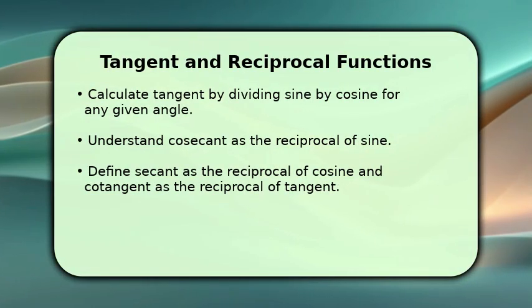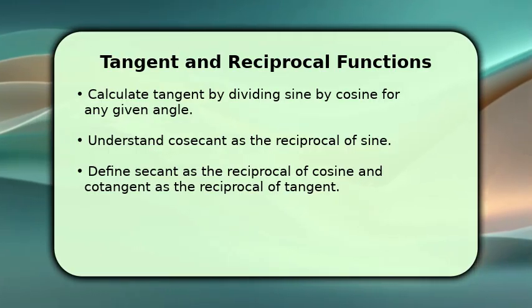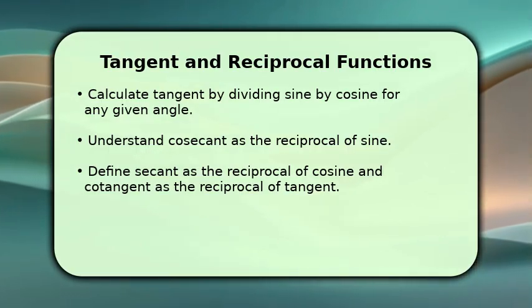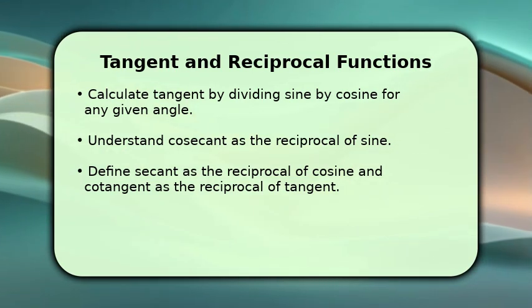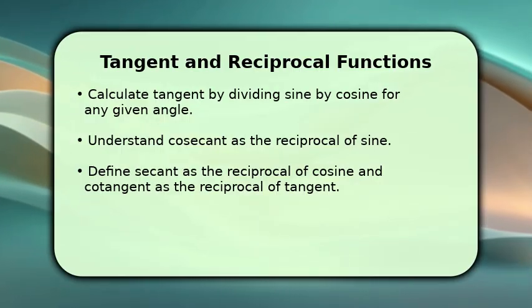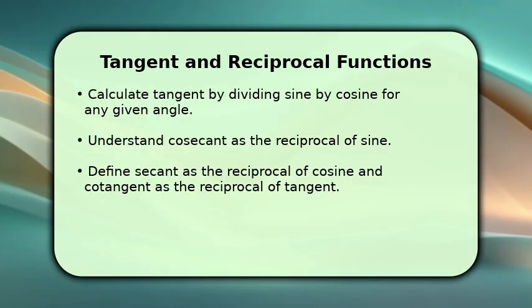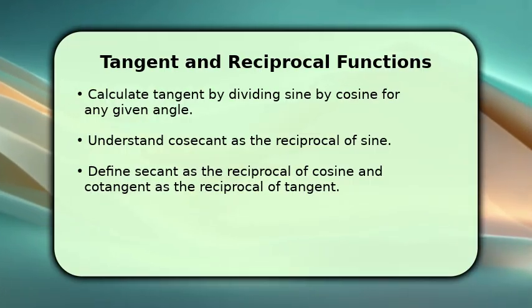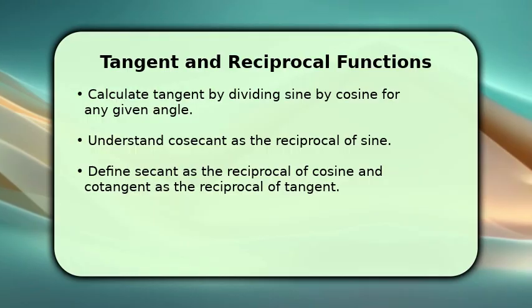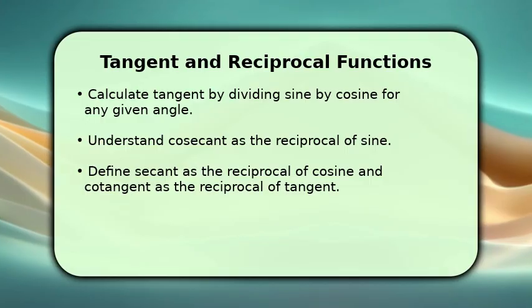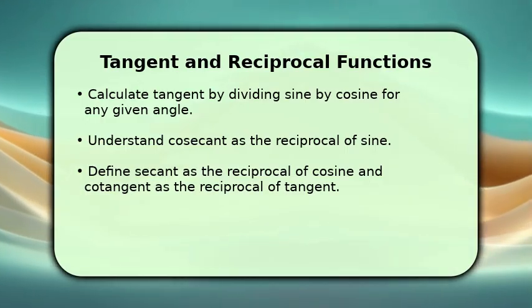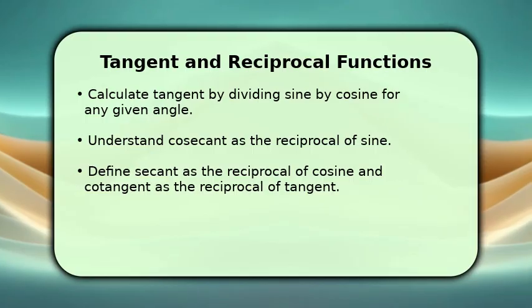Moving on to tangent and the reciprocal functions. The tangent of an angle is simply its sine value divided by its cosine value. For example, the tangent of 45 degrees is 1. The reciprocal functions are also straightforward. Cosecant is 1 over sine, secant is 1 over cosine, and cotangent is 1 over tangent. Mastering these relationships will significantly enhance your trigonometric understanding.